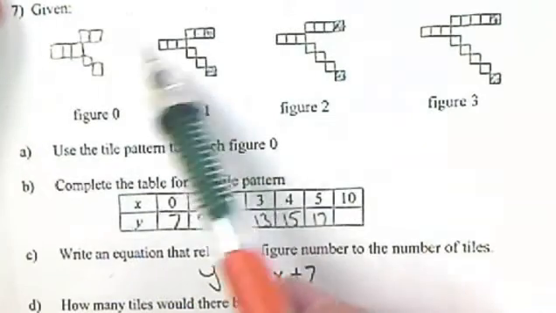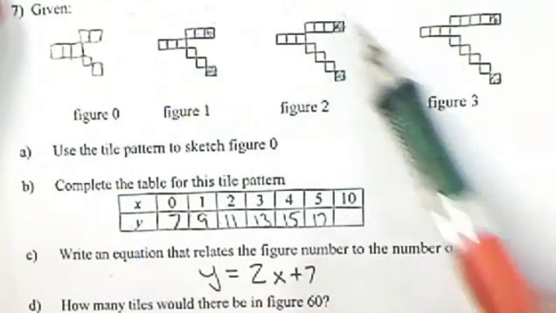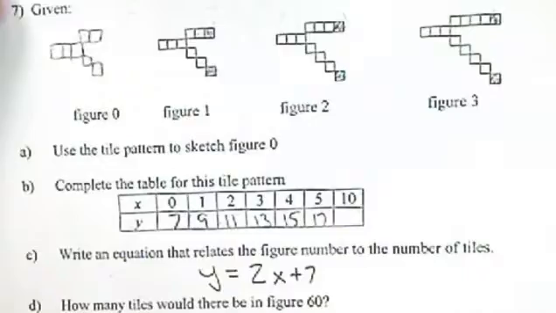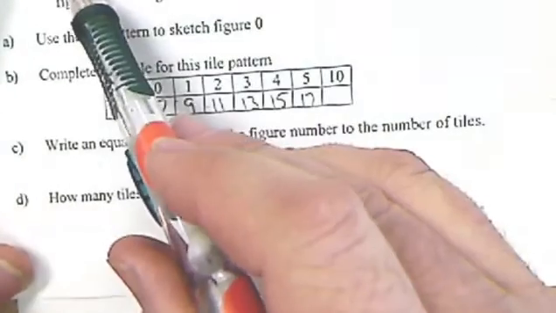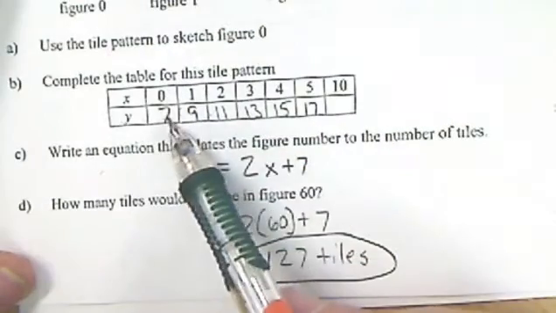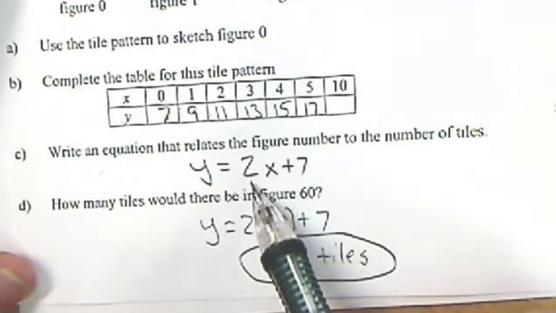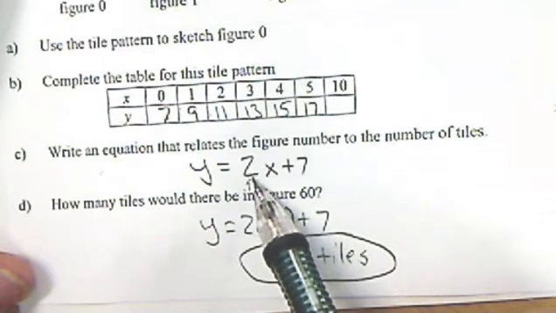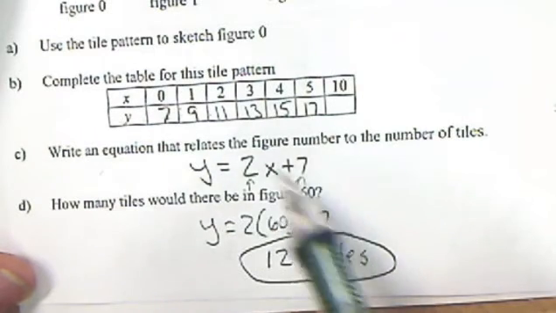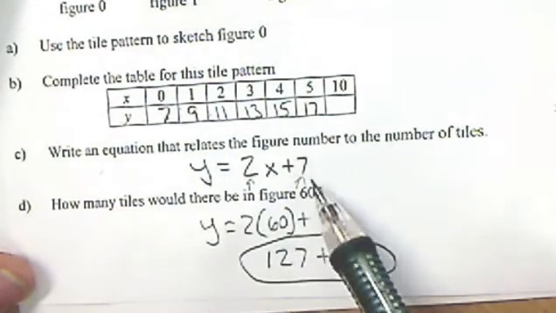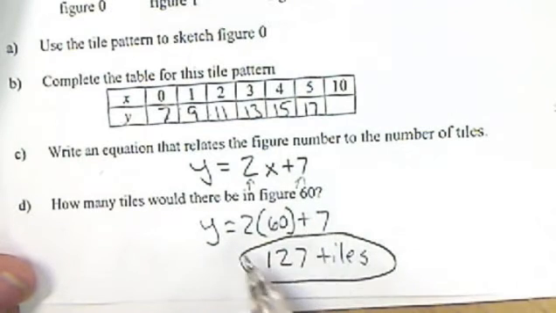How is the pattern changing each time? It's growing by 2 each time. So that means I have 7 in the 0 figure, and then it's growing by 2 each time. So it grows by 2, that's my slope, starts off at 7, that's my y-intercept, and there's my equation. Figure 60, plug in 60 for the x in the equation.